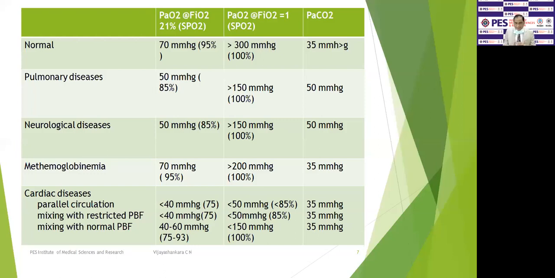There is a mixing with a restricted pulmonary blood flow. Again, the PaO2 will be 40. PaO2 after oxygen supplementation will be 50. It doesn't improve. So that is the thing. Whereas with mixing but normal pulmonary blood flow, then it may be 40 to 60. It can go up to 150, but it's always less than 100.